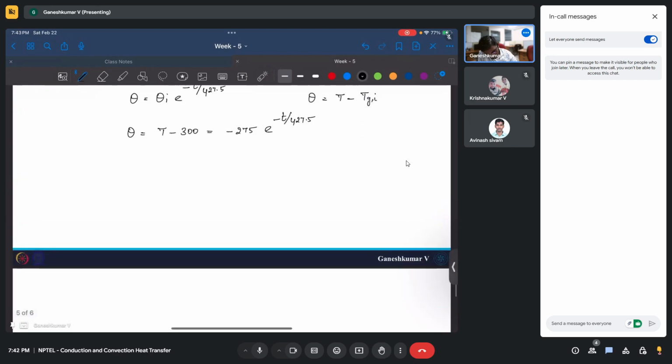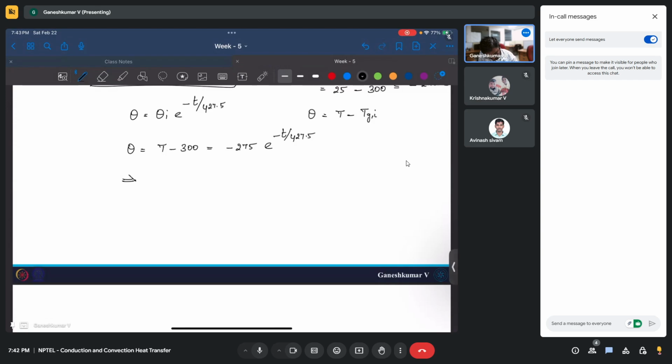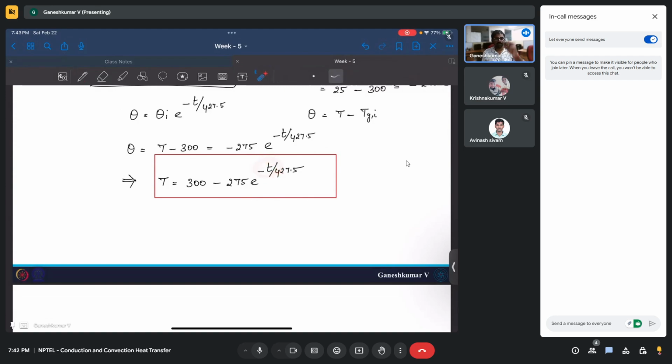Okay, so basically you can write this as T is equal to 300 minus 275 e power minus t by 427.5. So basically we have found the solution. There's nothing else. We actually found the solution with respect to time. So you plug in the time, so let's say at 1 second, what is my temperature? If you want to know, you just substitute 1 here, and you will get the temperature.